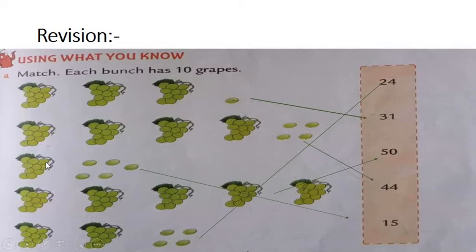Okay. After that, this is one bunch, means 10, as this is a group of 10. 10, 11, 12, 13, 14 and 15. So, we match it with 15. Then 1, 2, 3, 4 and 5. 5 bunches of graphs means 50. So, we match it with 50. Then 1 and 2 bunches means 20. 21, 22, 23 and 24, match it with 24.